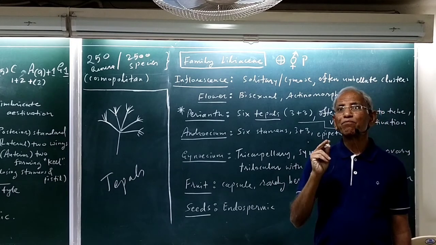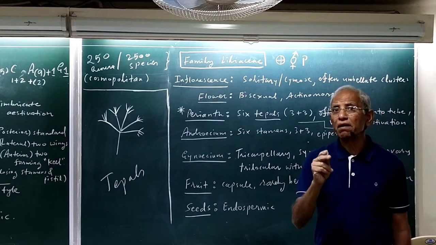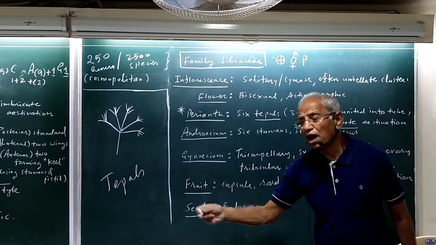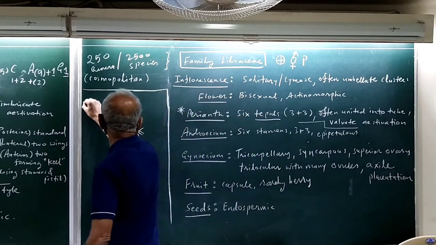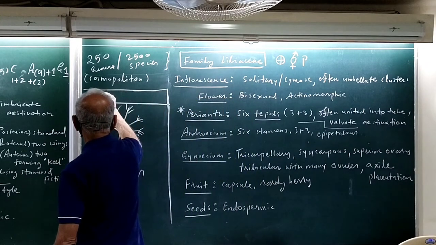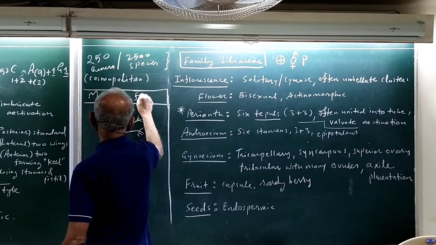Malvaceae, Solanaceae, Fabaceae, these are dicot families. And this is a monocot family. Okay? This is a monocot family. You should know that this is a monocot. This is the only monocot family which is there in your syllabus.